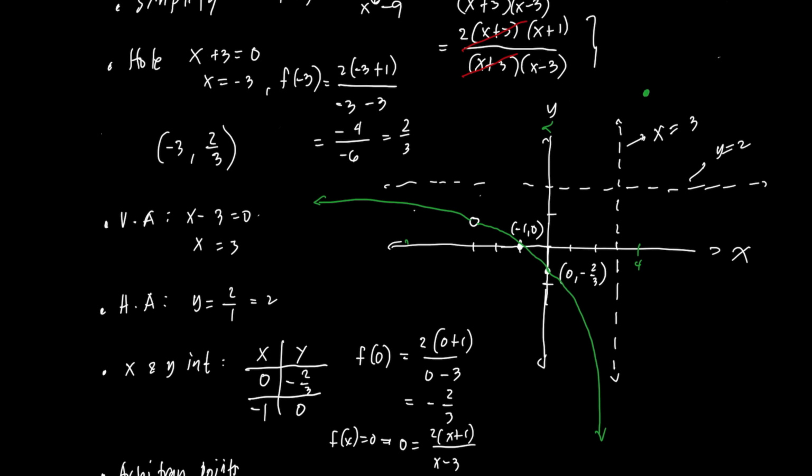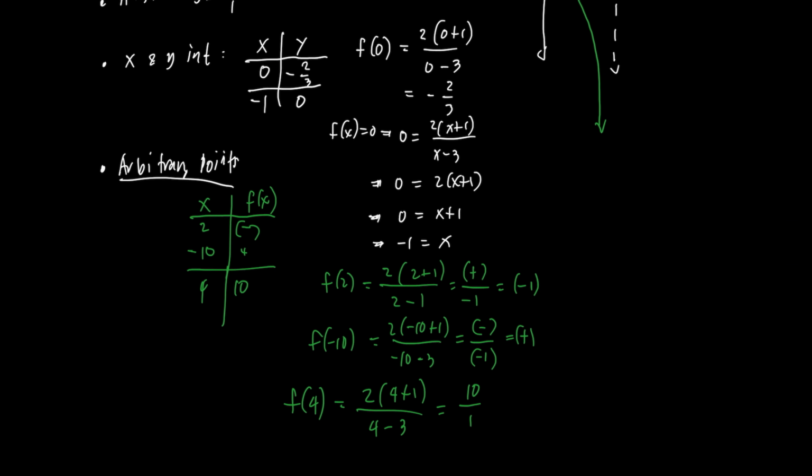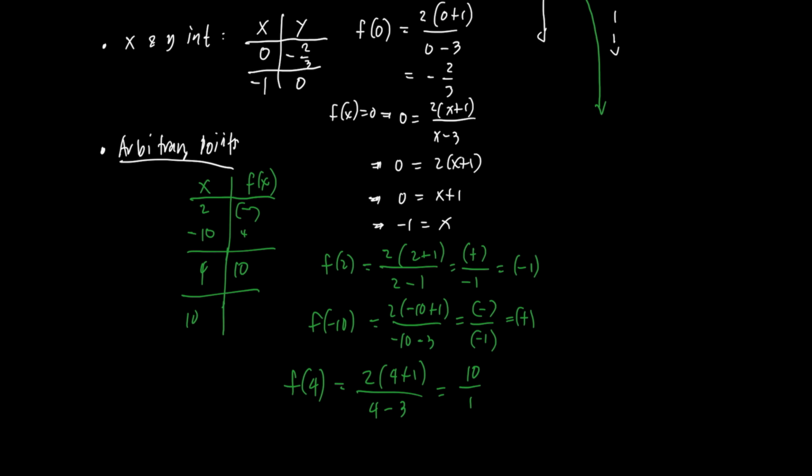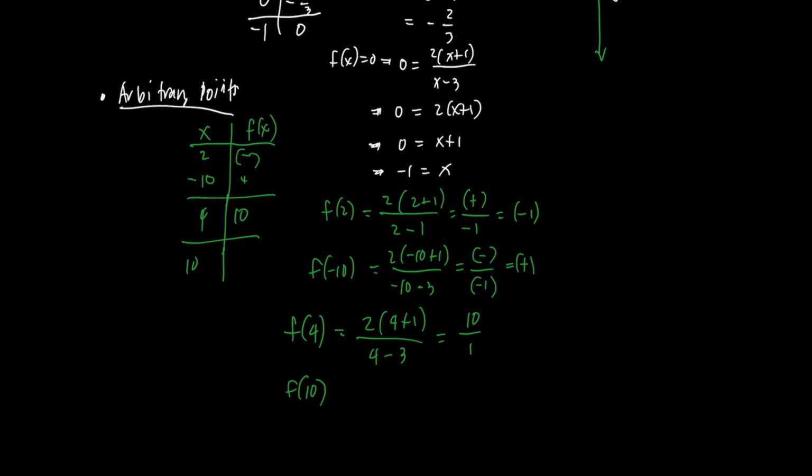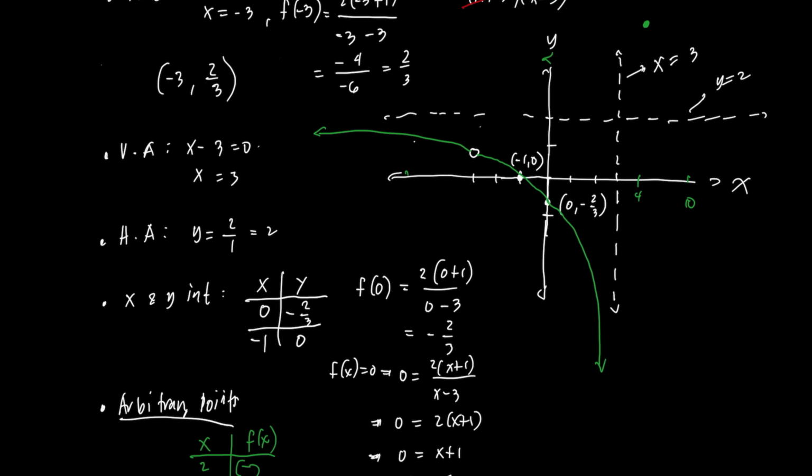Somewhere here. Okay, assuming it's here. Now how about when x is 10? When x is 10, this is f of 10 equals 2 times 10 plus 1 over 10 minus 3. This is 22 over 7. So 22 over 7, that's 3 something, somewhere here.